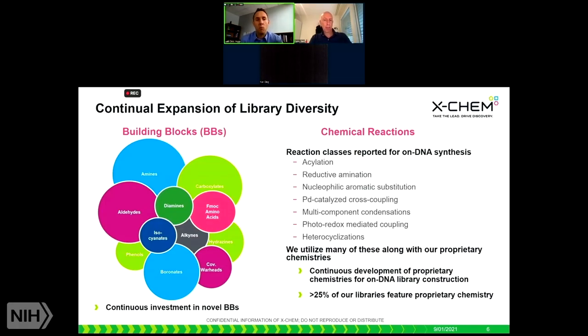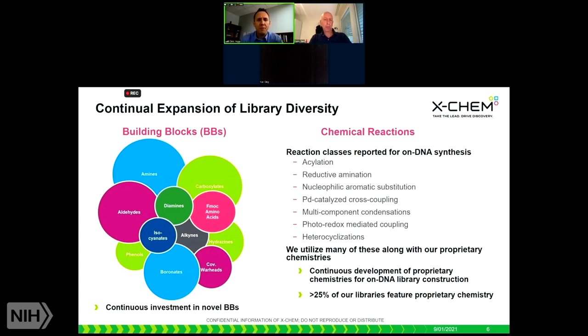So every year we're just adding more and more building blocks to our collection. In addition to building blocks, we also invest in chemical reactions. There's a number of chemical reactions that have been reported to be compatible on DNA, such as the ones listed on the right-hand side here. And we utilize many of these in our libraries, along with some of our proprietary chemistry that we develop in-house.